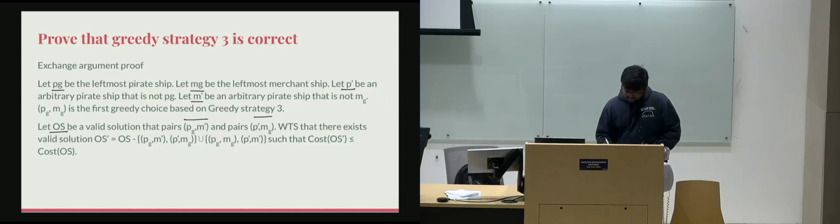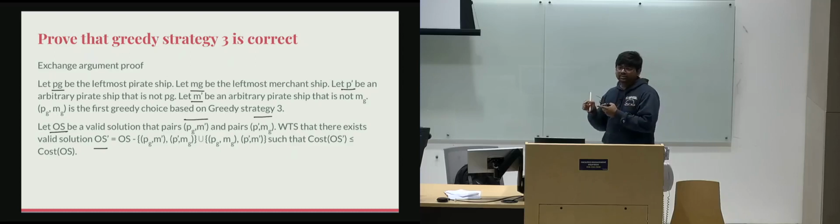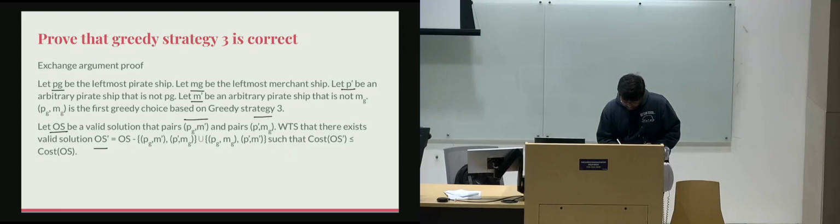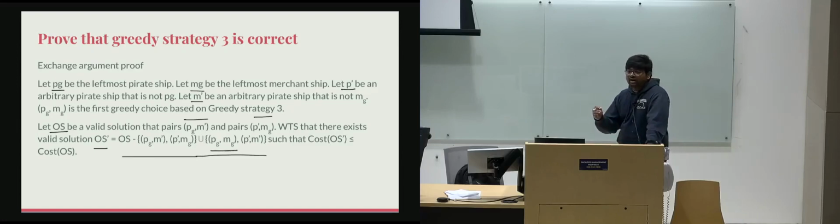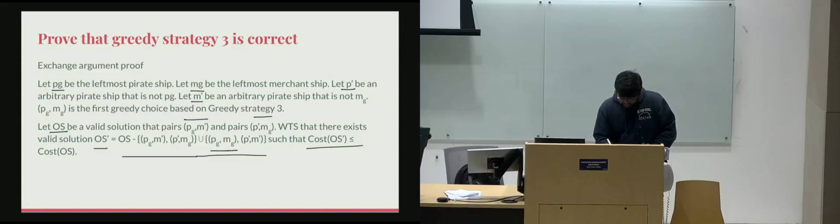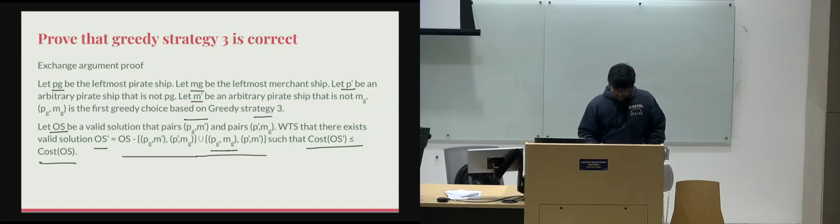Now we need to show there exists a solution OS prime that removes these pairs that are in the OS and adds the greedy pair that we have here. So we are basically trying to prove that OS prime is equal to OS, with the existing pairs removed and a pair formed using the greedy approach. We want to show that if we add the pair we are choosing using the greedy strategy, it will give you a solution that is as good as the optimal solution. This is what we are trying to prove here in the exchange argument.